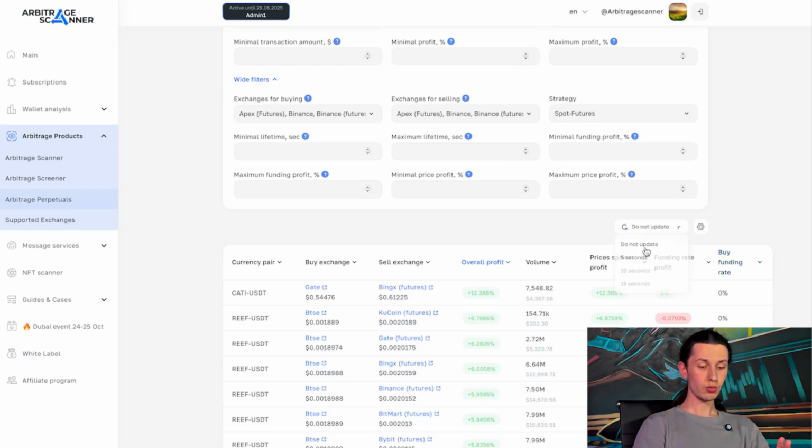For example, if we have a spot exchange where the price is lower than on the perpetual one, we can do the following. We can buy, for example, CATI on Gate and short it on some exchange, for example, DEX. Then, if the prices converge, as they usually do, we can make profit on both sides of our deal.